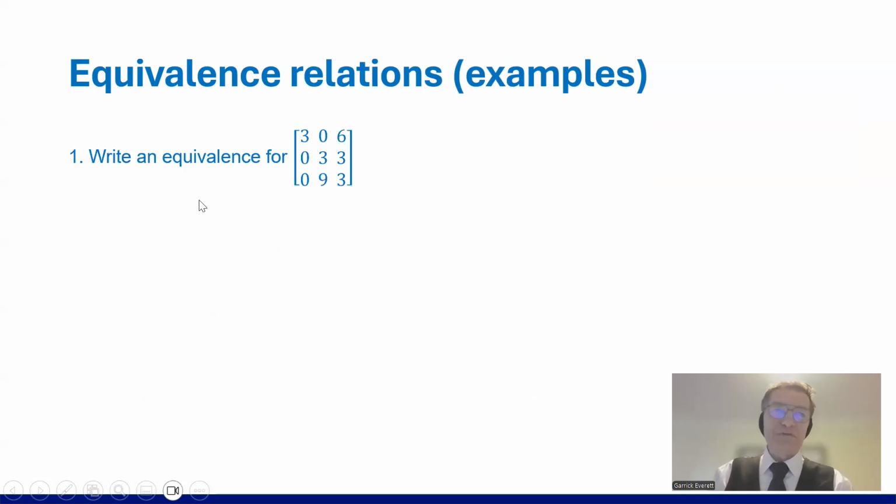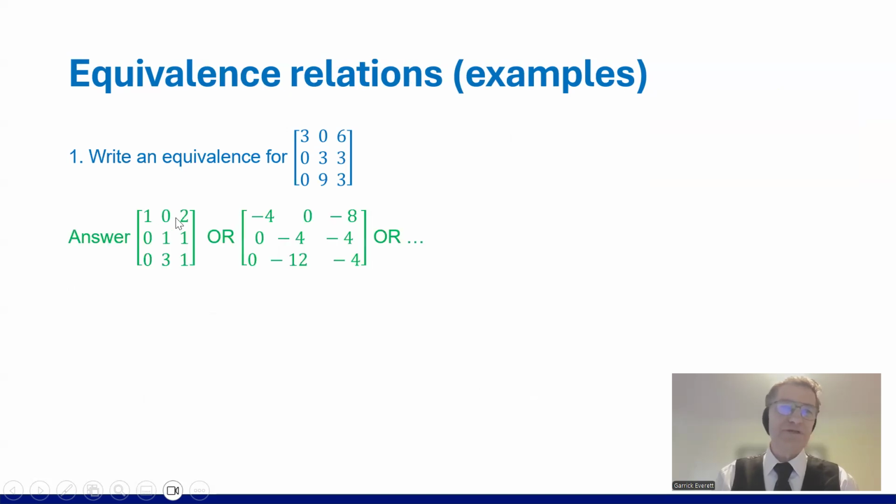Okay, so write an equivalence relation for 3, 0, 6, 0, 3, 3, 0, 9, 3. Really easy because they're all multiples of 3. So, for example, you could have 1, 0, 2, 0, 1, 1, 0, 3, 1, or changing it over, so minus 4, 0, 8, 0, minus 4, 4, minus 12, minus 4, etc. And you can just have an unlimited number of equivalence relations there.